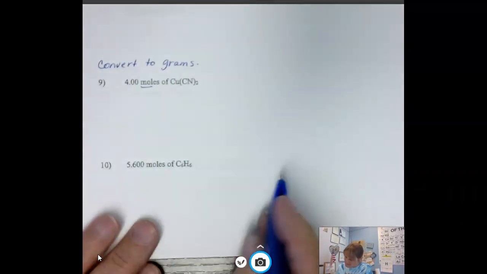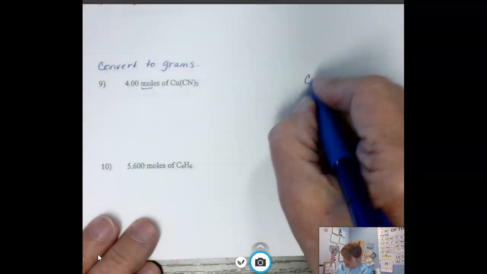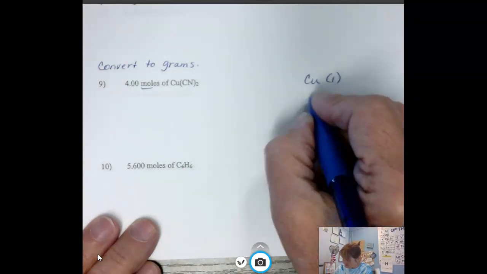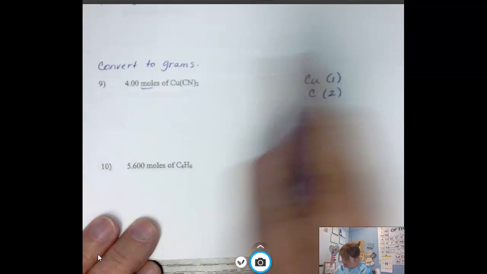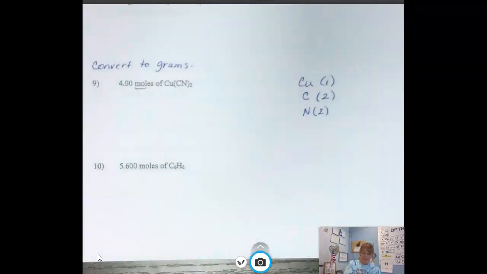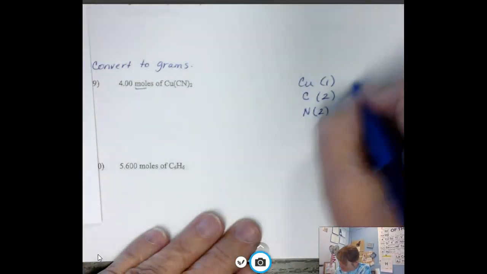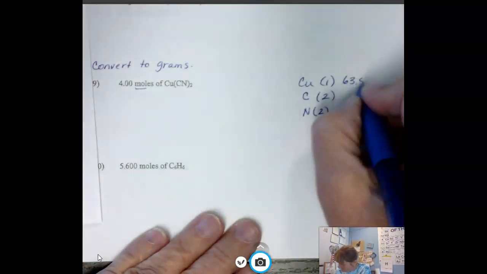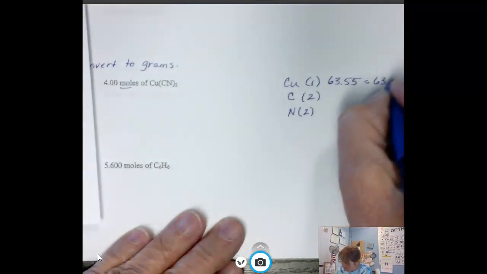So again, we're going to come over to the side, and I have copper, 1 of those. I have carbon, 2 of those. Be sure you count correctly. Nitrogen, I have 2 of those. Again, let's go to my periodic table and look those up. So I have copper is 63.55 times 1. It's just going to give me 63.55.